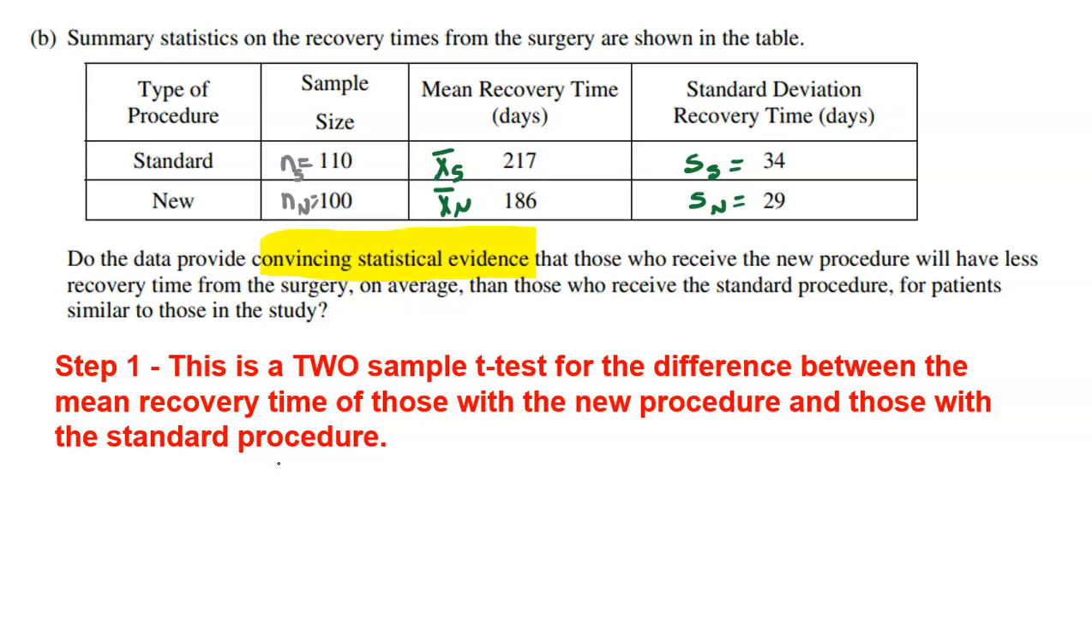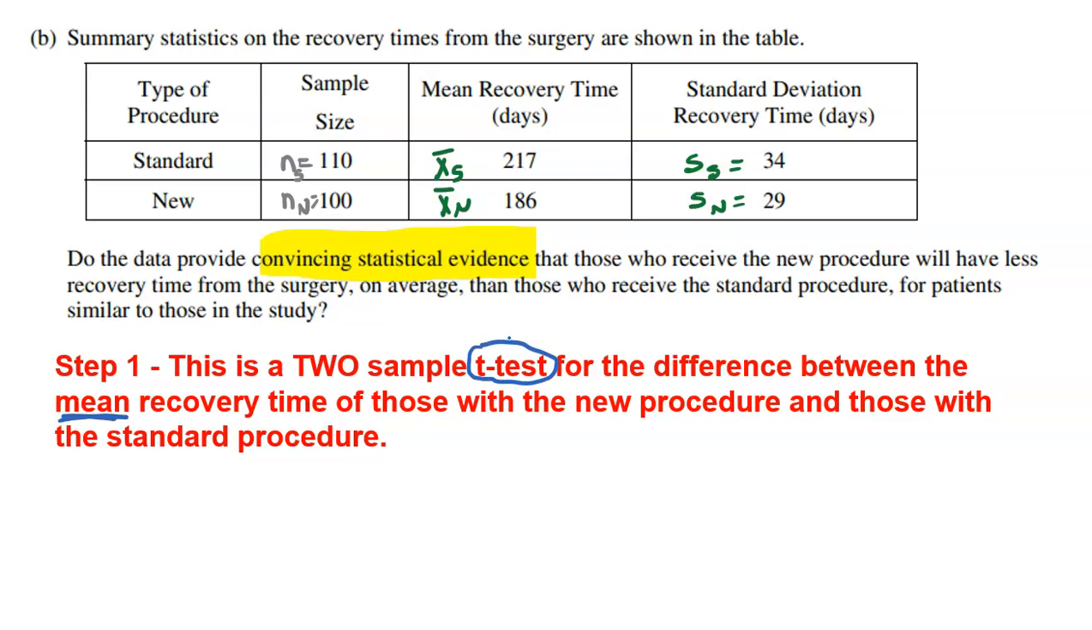All right, so this is a 4-step process, as you should already know by now. Step 1 is naming it and giving the hypotheses. This is a 2-sample t-test for the difference between the mean recovery time of those with the new procedure and those with the standard procedure. Make sure you talk about the fact that this is a difference between the mean recovery times for each of the 2 groups. Now, why am I using a t-test?